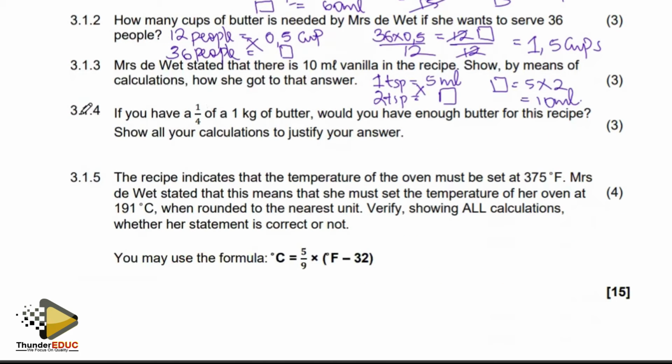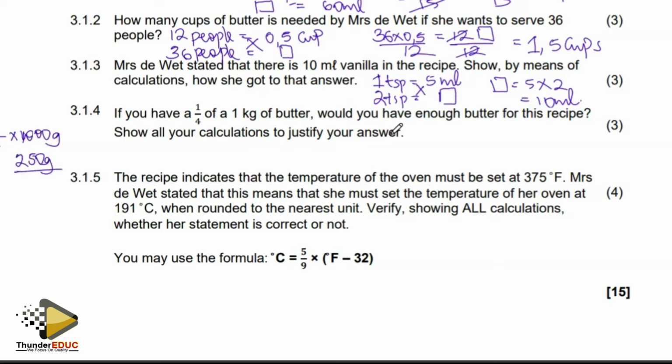Here we go again, 3.1.4. If you have a quarter of 1 kilogram of butter, would you have enough butter for the recipe? Show all your calculations. First and foremost, we need to find out a quarter of a kilogram. What is it in grams? So we shall multiply by 1,000, because in 1 kilogram we have 1,000 grams. So here I have 250 grams of butter.